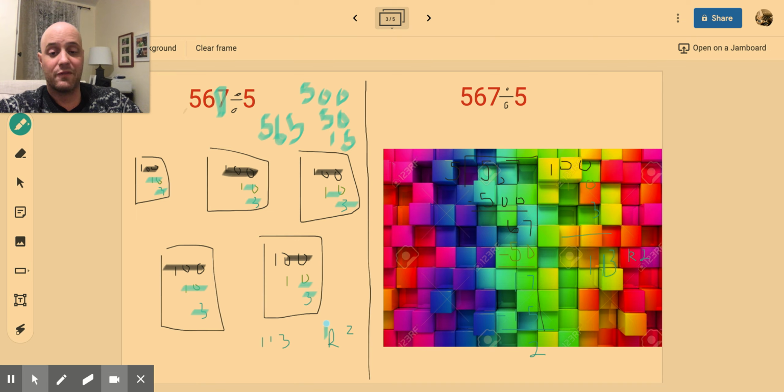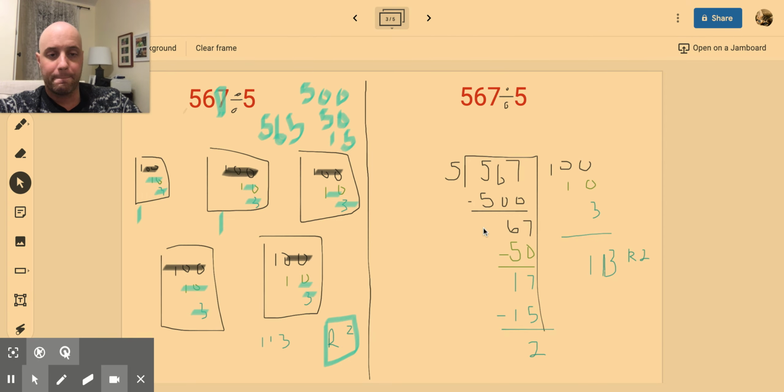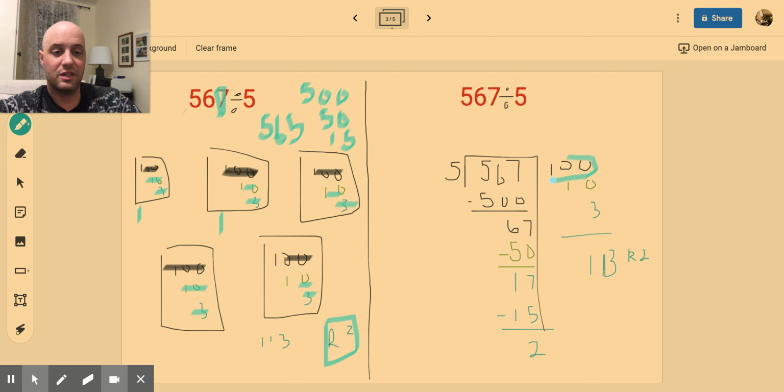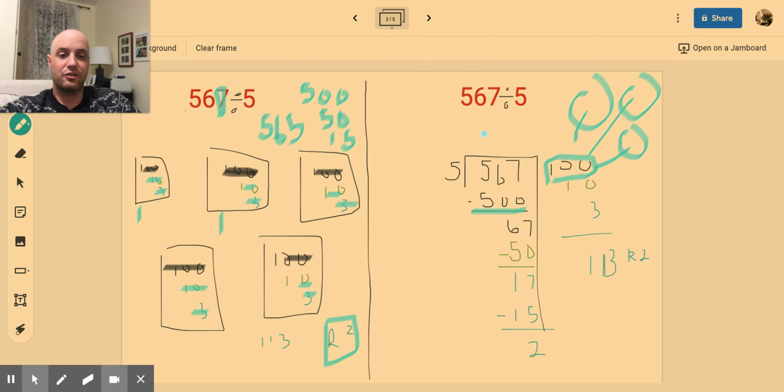So I would say I have a remainder of 2 because if I put 1 here, that's not fair share. It's not equal anymore. So let's look at it the partial quotients way. If you say, okay, I'm going to put 100 in each group, you get 100, you get 100, you get 100. That would be 500. Let's subtract away the 500 from our 567 to see, okay, we have 67 more.